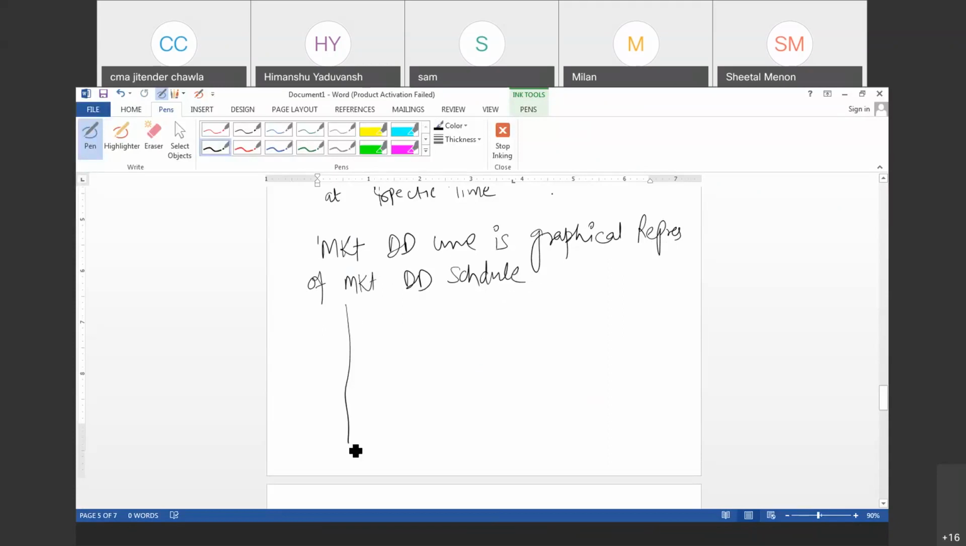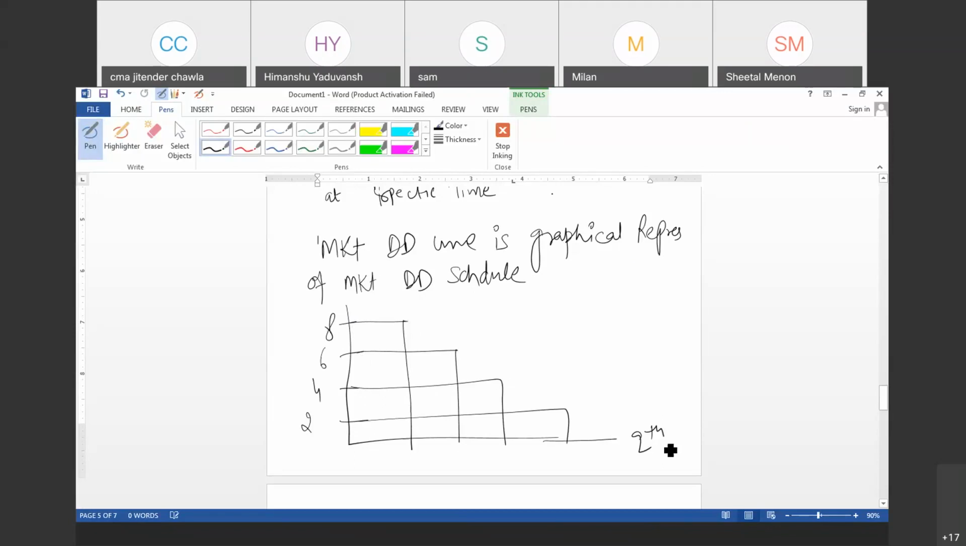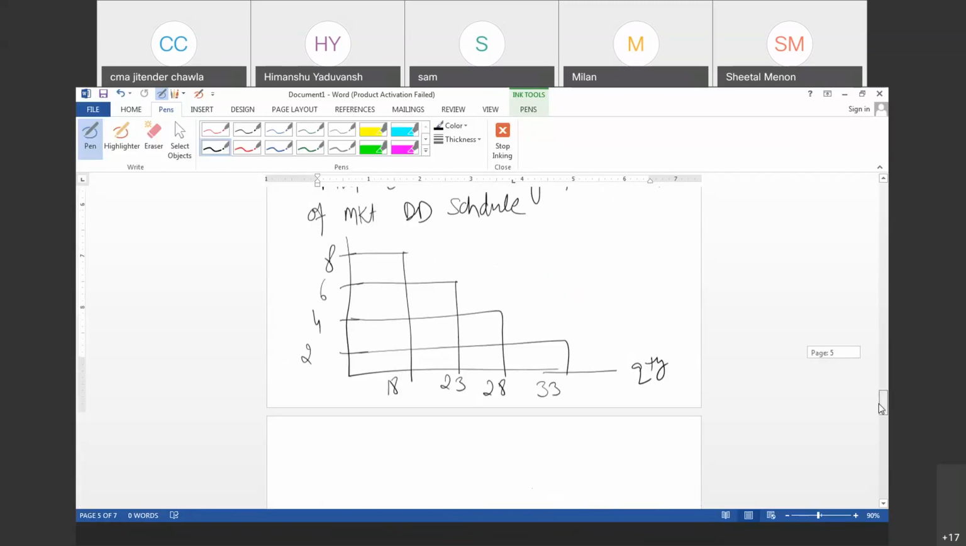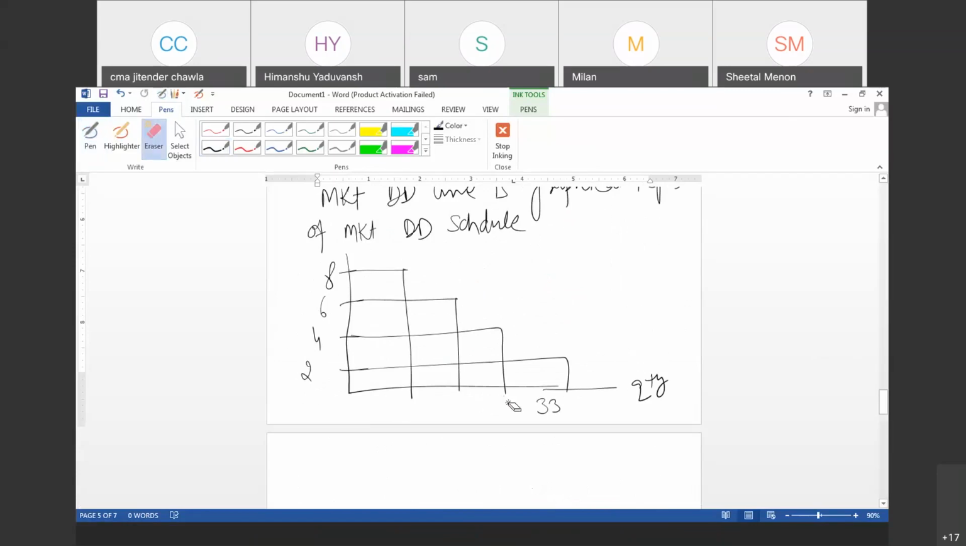One line definition. We have taken four types of prices: 2, 4, 6, 8, and at 8, 6, 4 we have different quantity. Say it is 18, 23, 28, 33. Am I right? I'm sorry, it is 13, 18, 23, 28. And then joining these points, right?